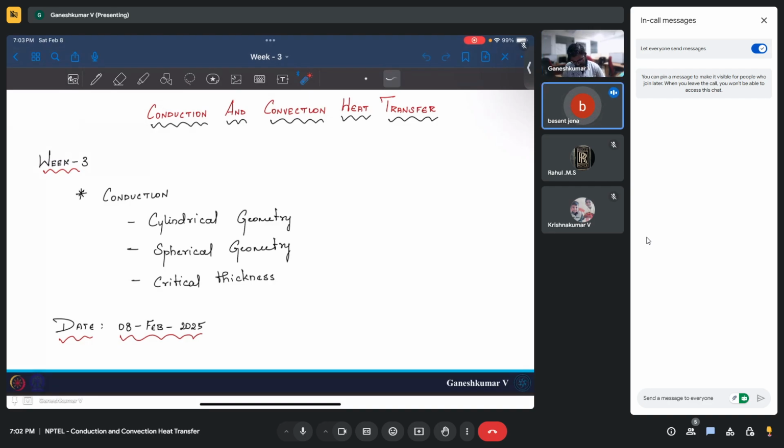Could you please summarize, just recapitulate the principles? Right. So actually, I was just telling that we continued our discussion on conduction in the week's lecture. We studied cylindrical, spherical, and critical thickness. So I was just reminding that we studied these three topics in week three, and we will be solving three questions in these topics. That's what I'm telling. Nothing much.